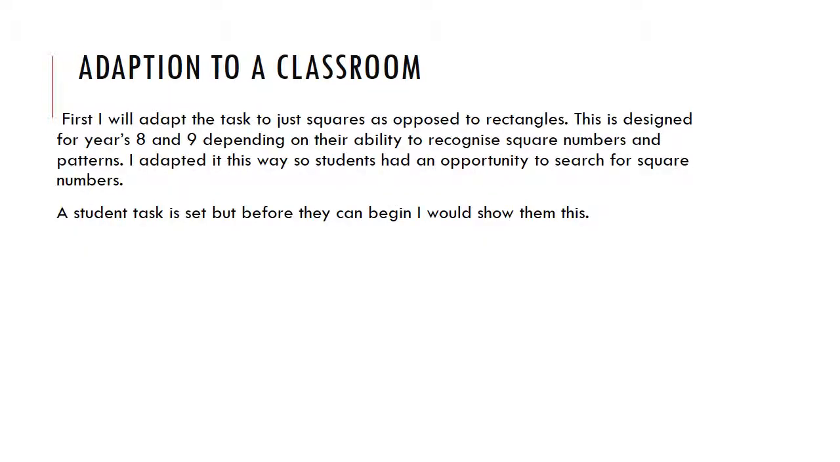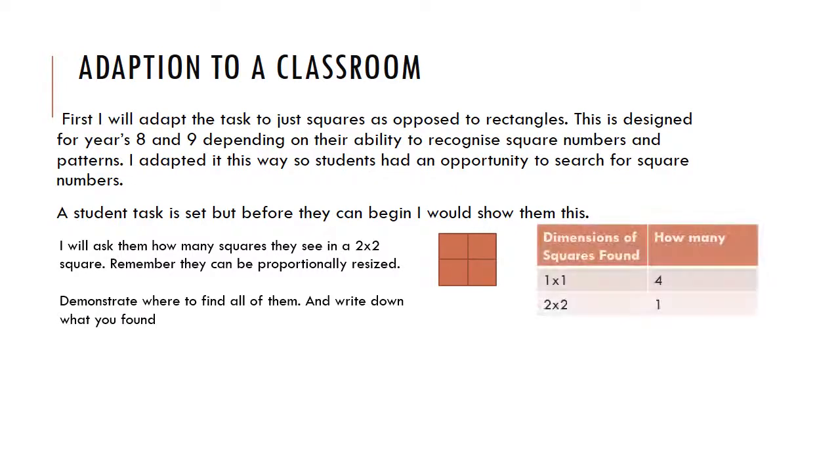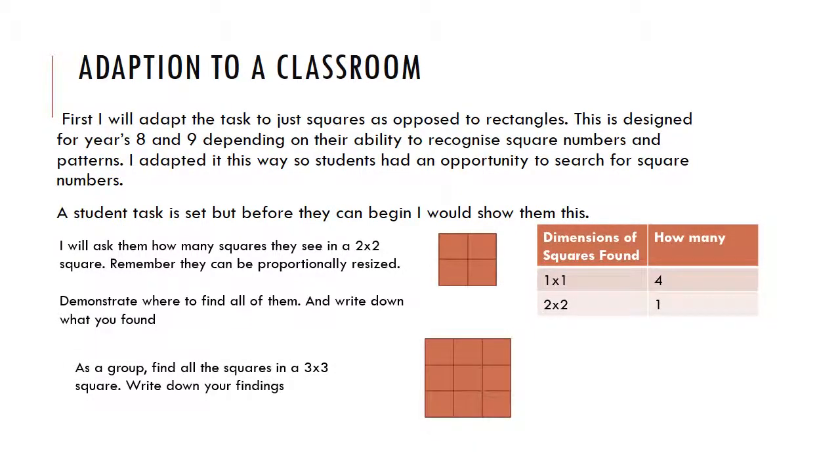To adapt to a classroom, I would first focus on the square relationship. This makes it easier for year 8 to 9 level, depending on their ability to recognize square numbers and the patterns. I adapted it this way so that students had an opportunity to search for the square numbers. But first, I would begin by showing them these. First, I would ask them about a 2 by 2 square, ask them to find all the squares they can see and write them in a table, and again, show them a 3 by 3 square and ask them to write their findings in a table again.